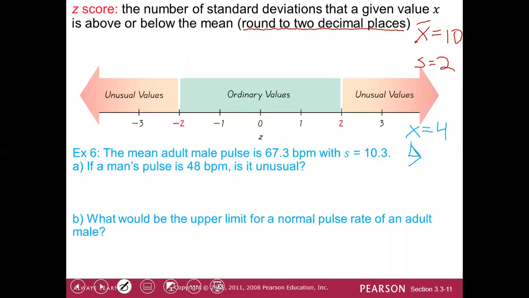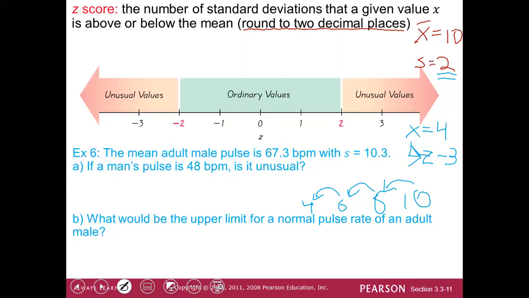Well, if the middle is 10 and every 2 hops is a standard deviation, then 2, 4, 6, I would hop down from 10, hop down to 8, hop down to 6, hop down to 4. I just hopped 3 times, and I hopped 3 times lower. So my z-score would be -3.